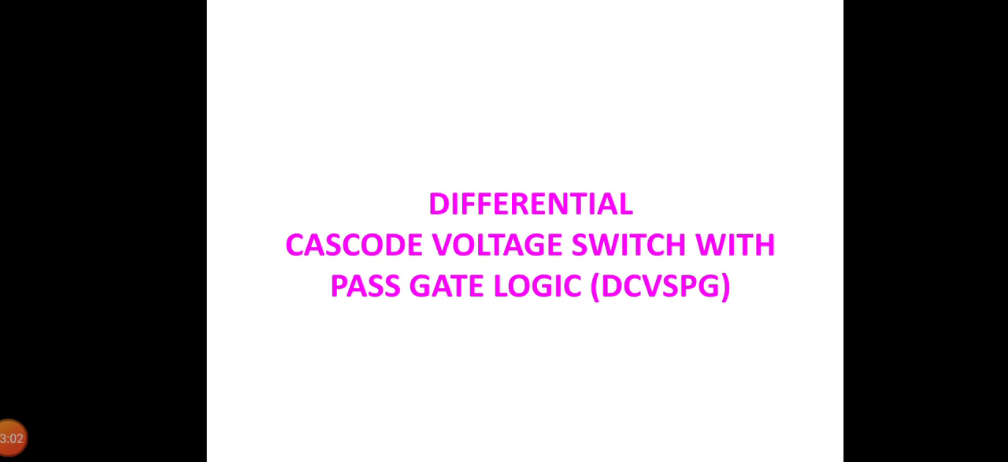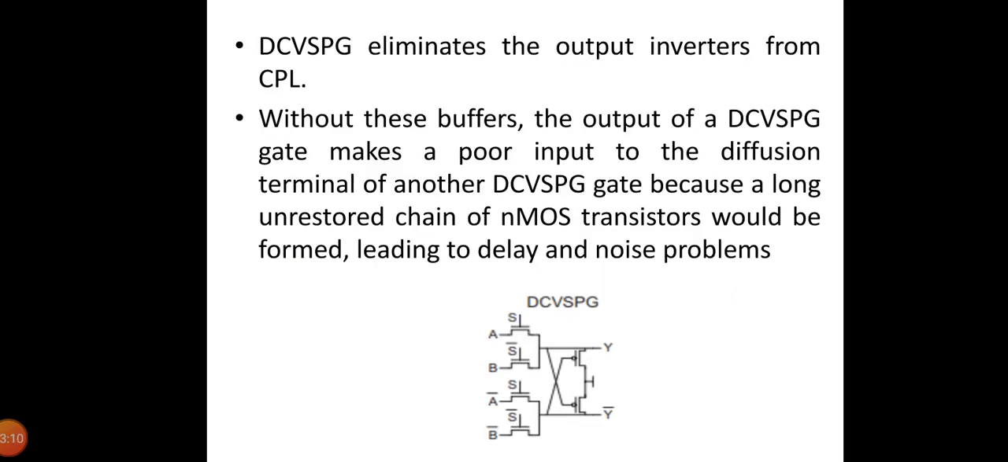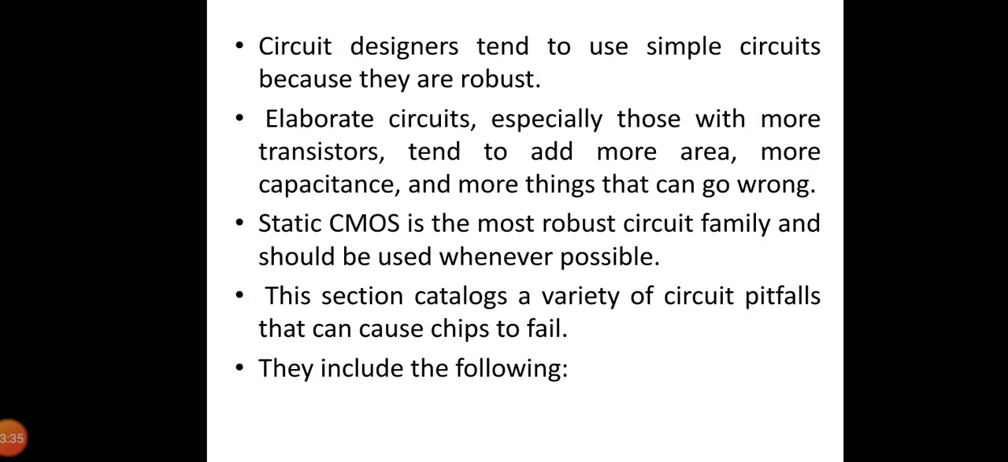And next we are going to see the DCVS PG, which is nothing but a differential cascade voltage switch with pass gate logic. This DCVS PG eliminates the output inverters from CPL. Without these buffers, the output of the DCVS PG gate makes a poor input to the diffusion terminal of another DCVS PG gate because a long unrestored chain of NMOS transistors would be formed, leading to delay and noise problems.